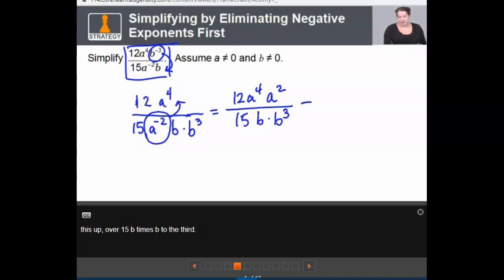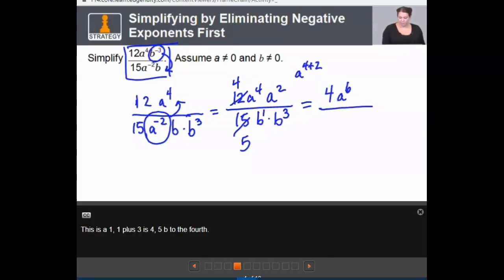Now, I'm going to need to deal with my coefficients. 3 goes in here 4 times, 3 goes in here 5 times, and I end up with 4. Now look, I have a to the fourth times a squared. Now I can use the product rule. Oops, not times, plus. And I get a to the sixth. Same thing down here, this is a 1. 1 plus 3 is 4. 5, b to the fourth. Either way, I get to the same simplified answer.